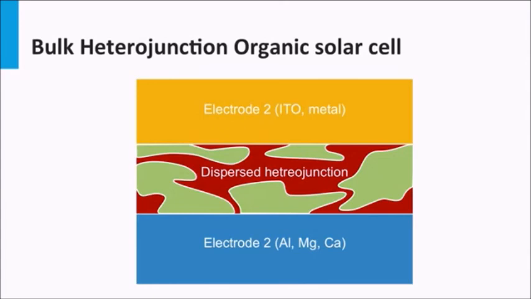The electrons move through the acceptor material to the electrode. The holes move to the donor material to be collected at the other electrode. The holes are usually collected at a TCO electrode like ITO. The electrons are collected at a metal back electrode.